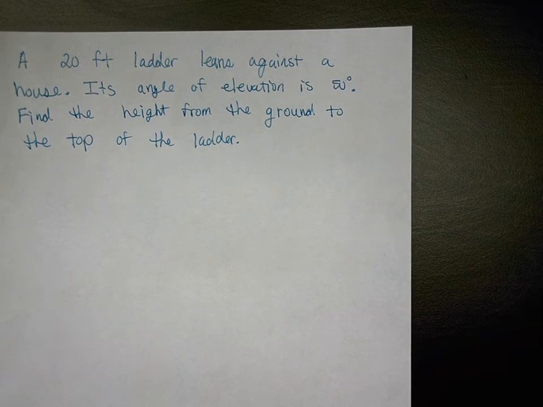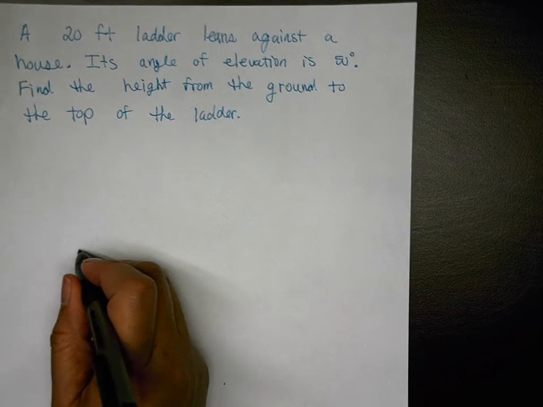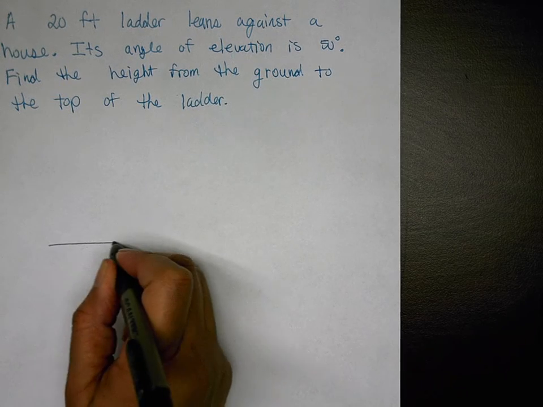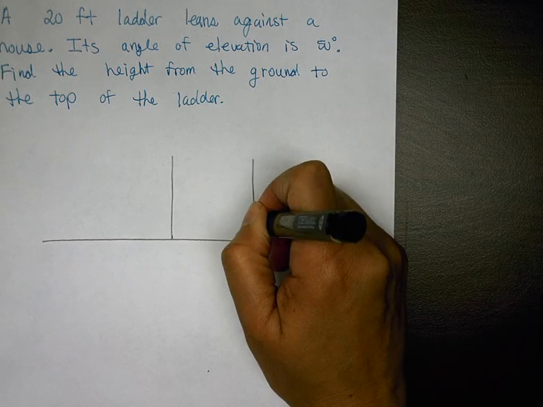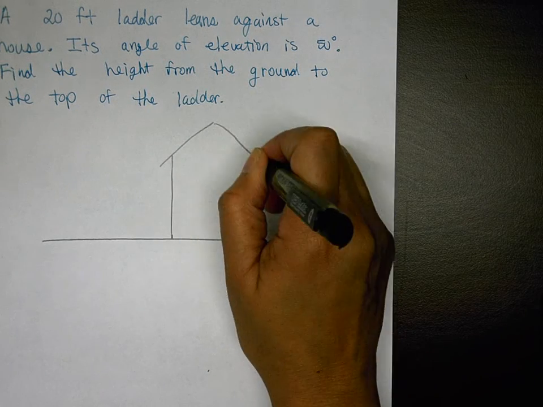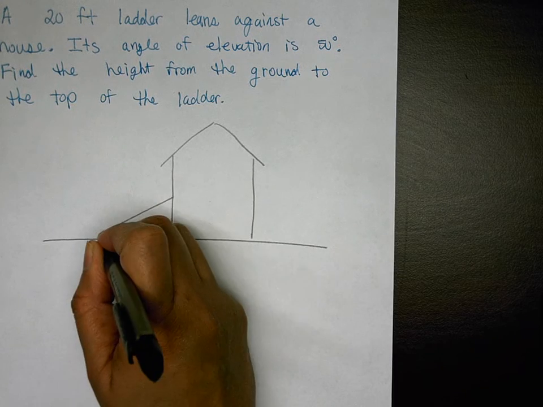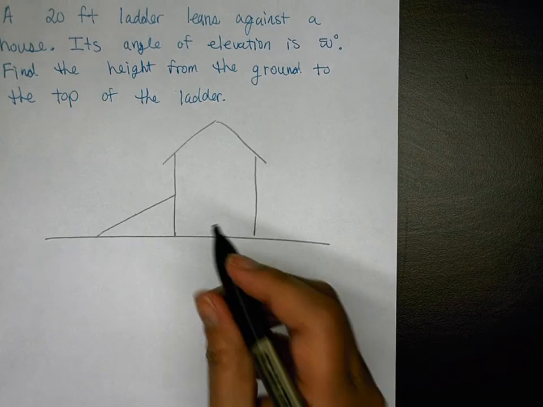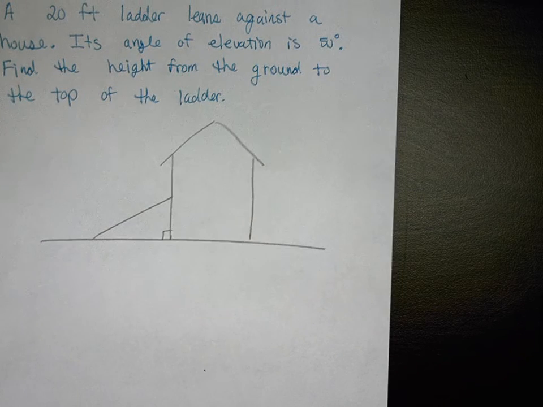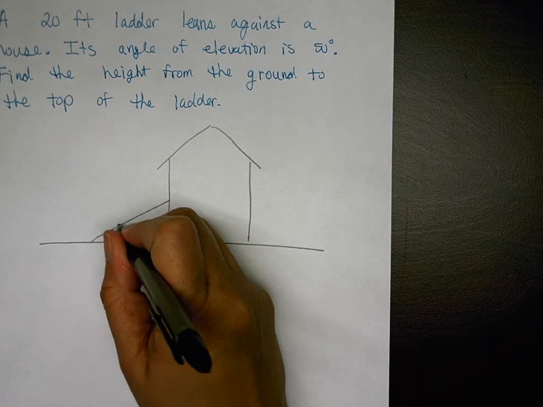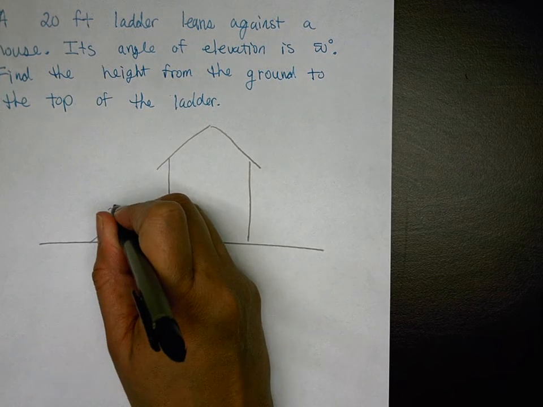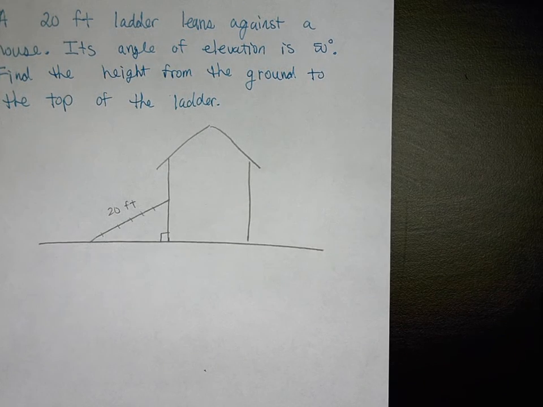Okay, so let's go ahead and draw our picture. Here's our ground. Here's our house. And here is our ladder. And obviously the house makes a right angle with the ground. A 20-foot ladder. Now, this is the ladder, so that's where we're going to put the 20 feet. Do you guys agree? Yes?